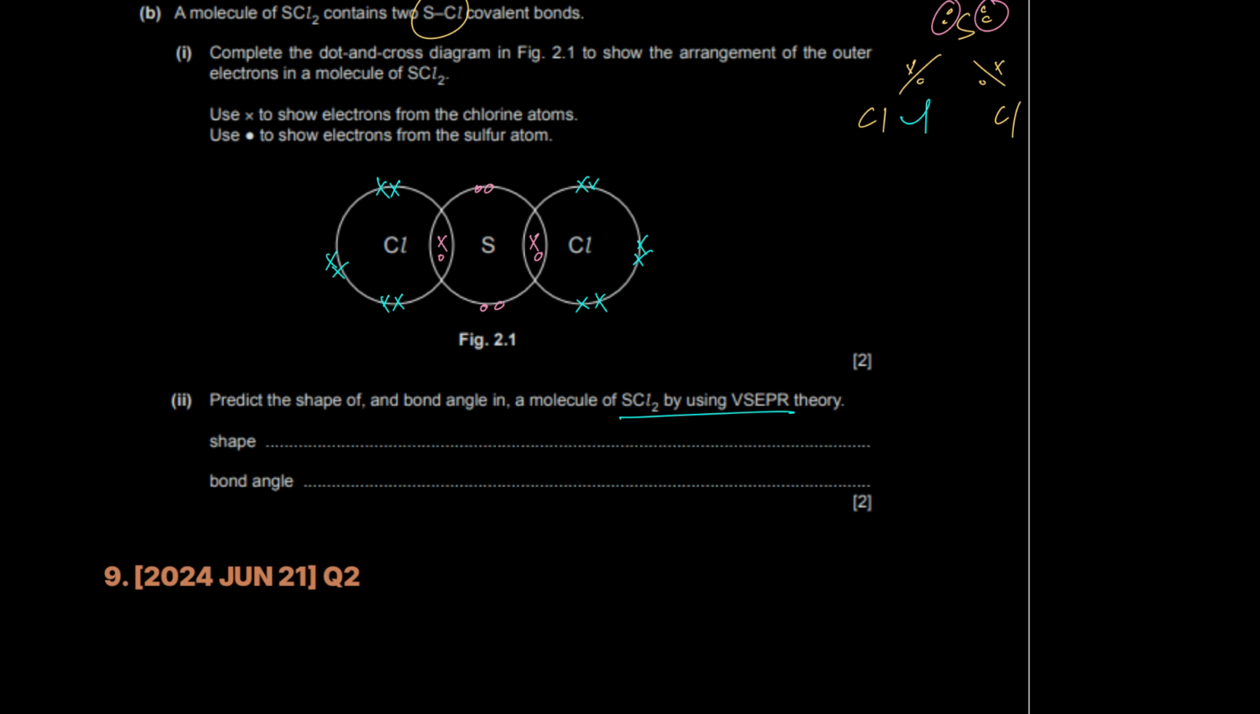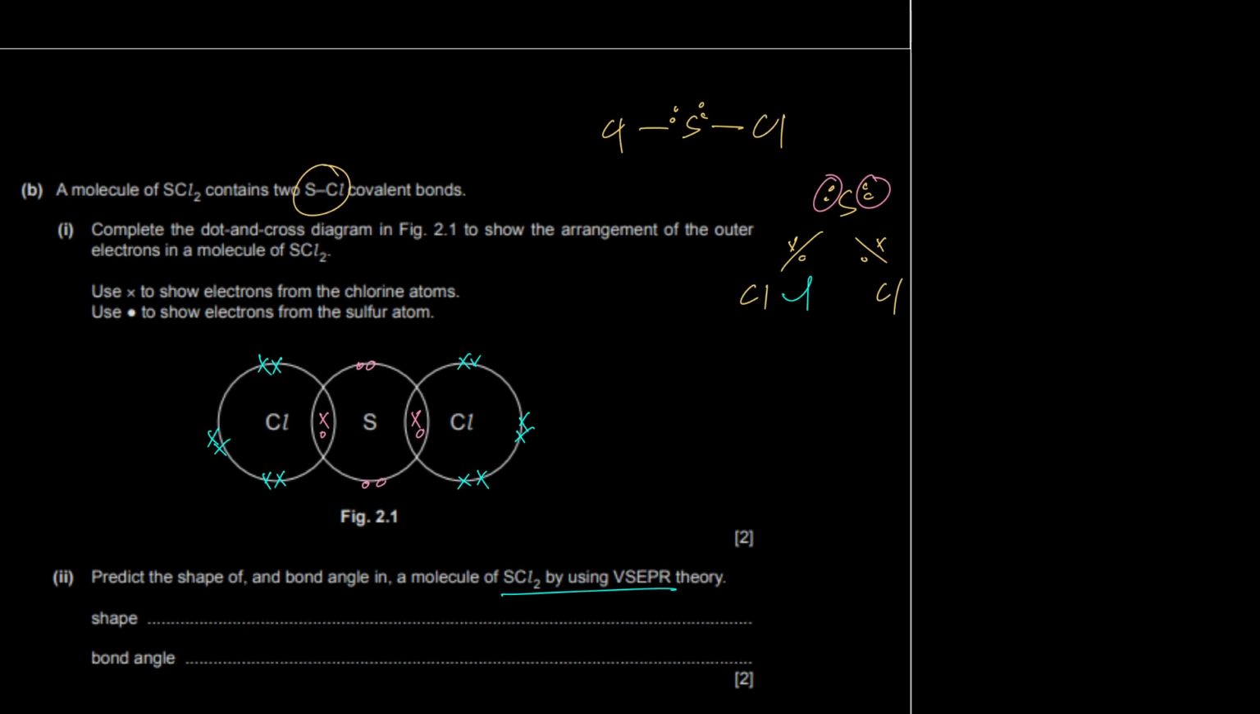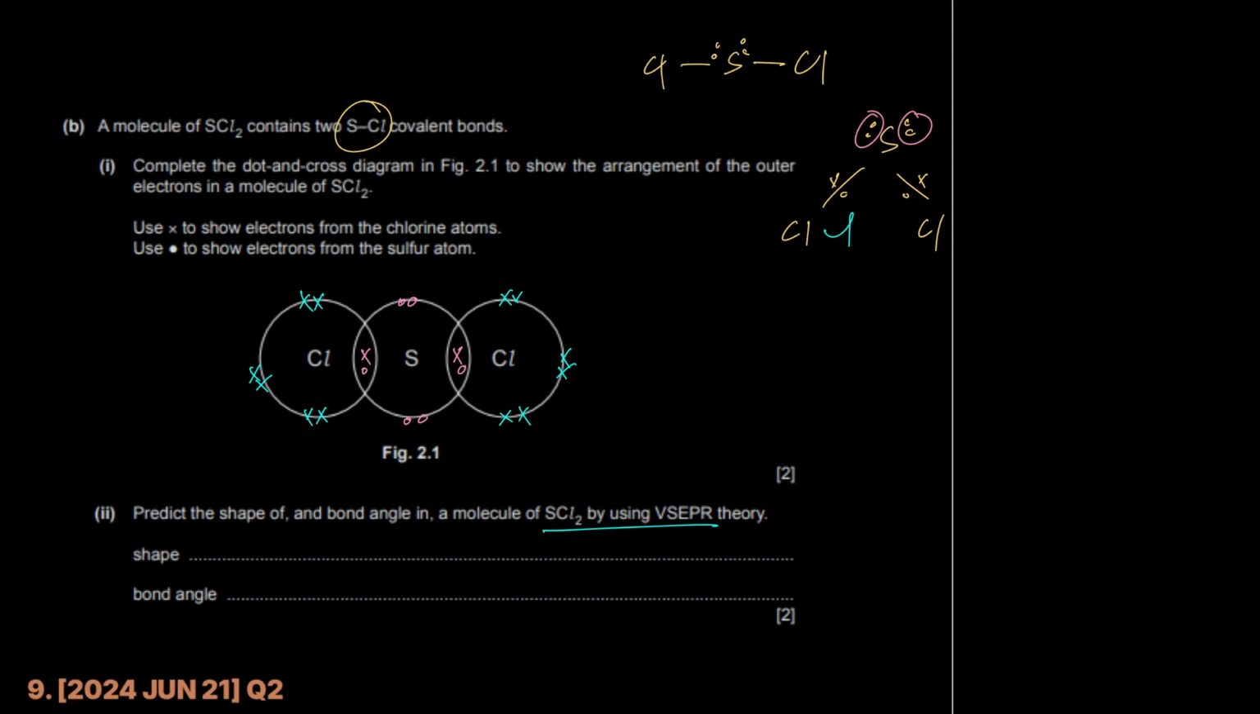What's the shape and what's the bond angle? Again, the shape is a bent shape. You could also call it a non-linear shape, angular, or V-shaped. It doesn't matter. You could call it either, right?